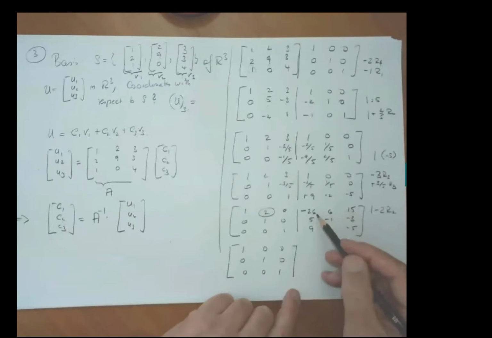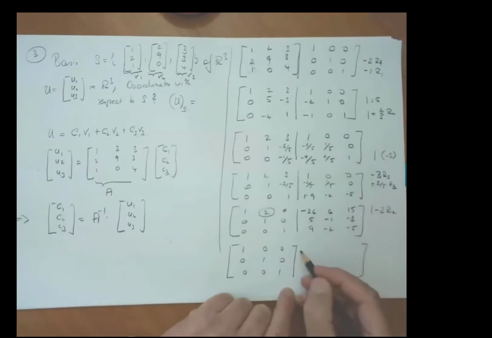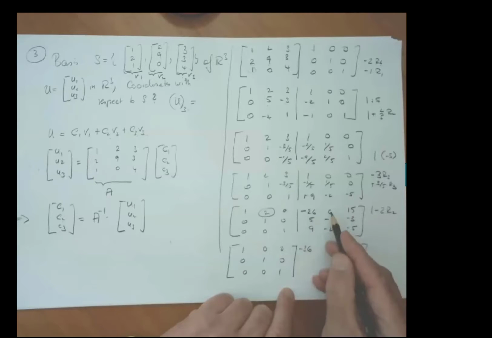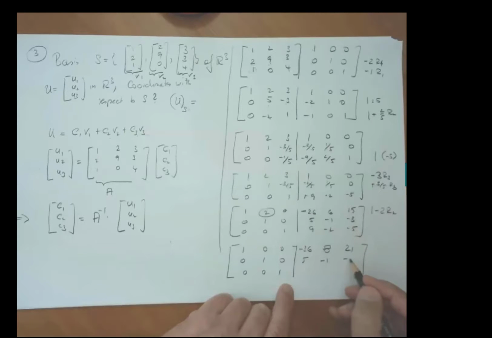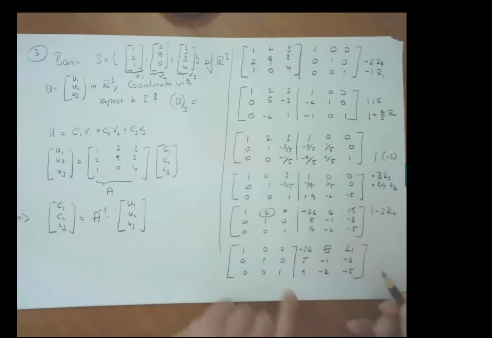And then we have here this minus 2 times this is minus 36. This is 6 plus 2 is 8. And 15 plus 6 is 21. And the other ones should be already fine. So I hope I got this right. Negative 36, 8, 21, 5. I think that's correct. So this here is our A inverse.